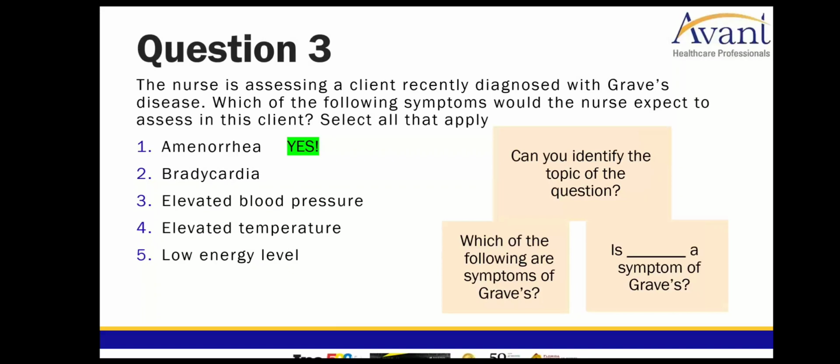All right. How about number 2? Would you expect to see bradycardia with Graves' disease? If you have hyperthyroidism, would your pulse be fast or would it be slow?